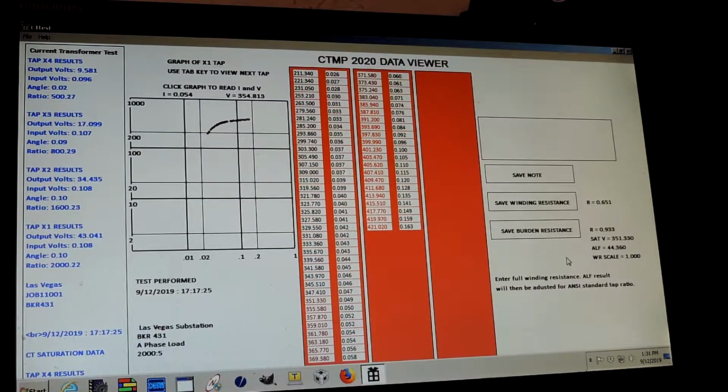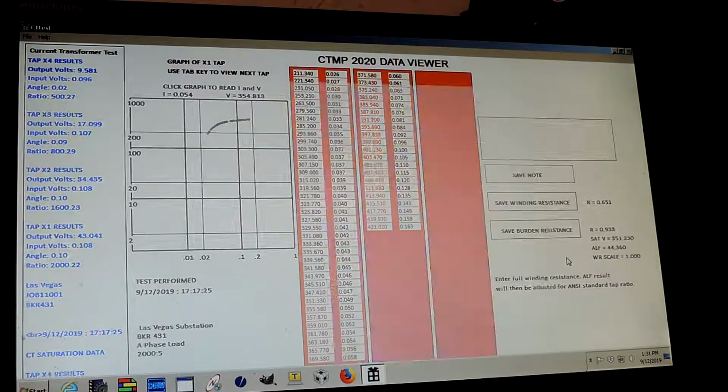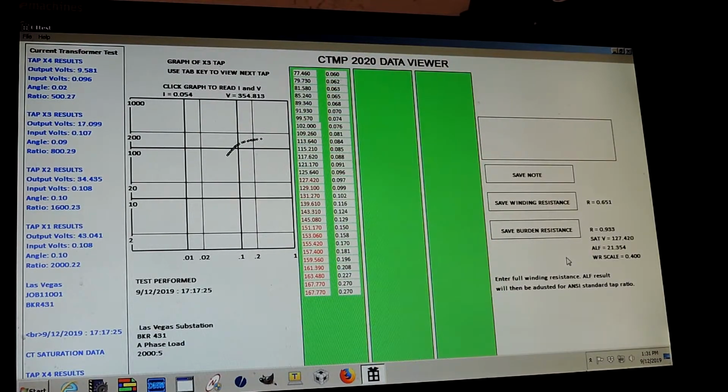And that is the data sheet. Everything is right there. There's no thumbing through pages or looking at a static PDF. It's dynamic. Thank you for watching.